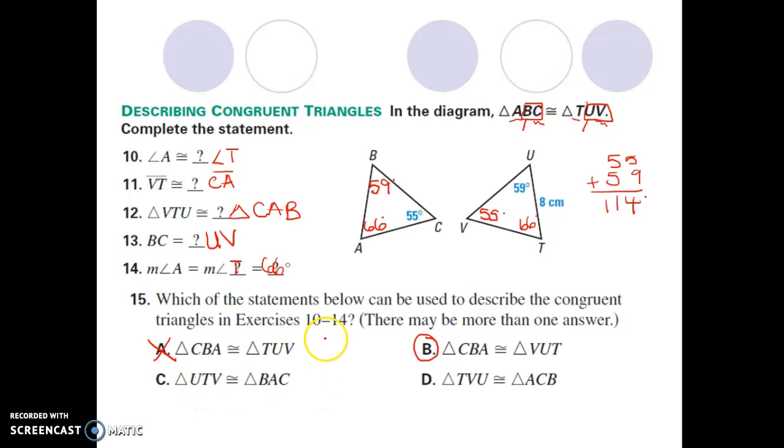For UTV, we're going 2, 1, 3. So it would have to correspond to BAC, which it does. So that's also a correct answer. And lastly, for D, I have T, so 1, V, 3, 2, U would have to correspond to 1, 3, 2. So these will all be answers. The only one that would not be an answer would be A.